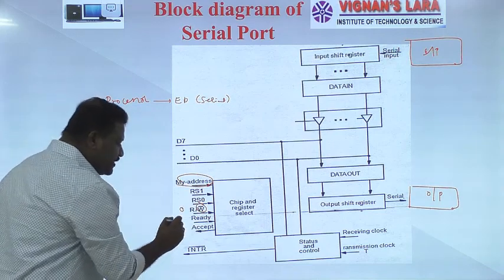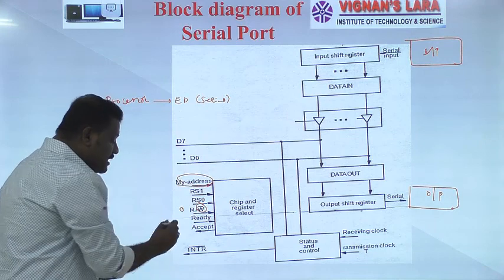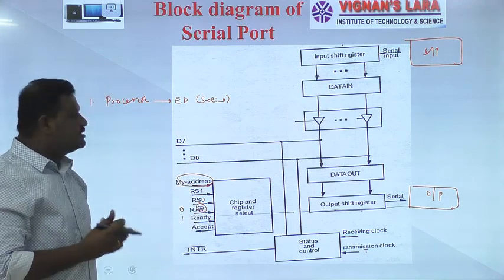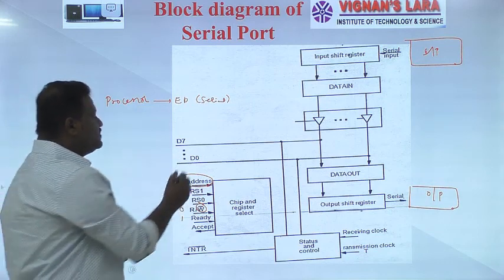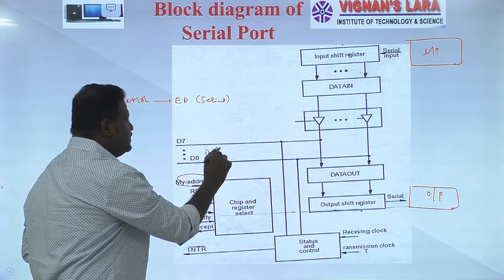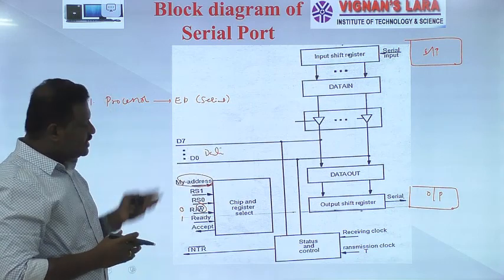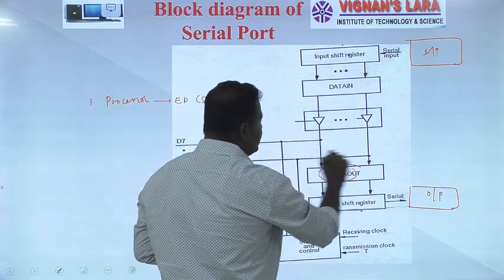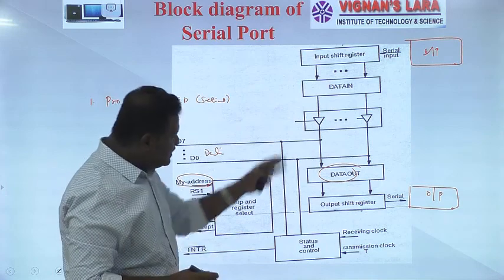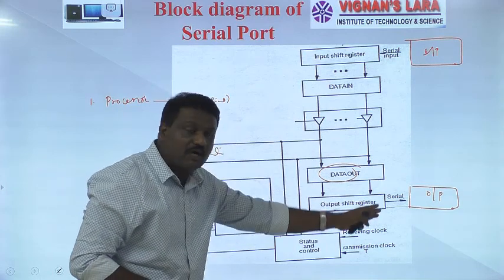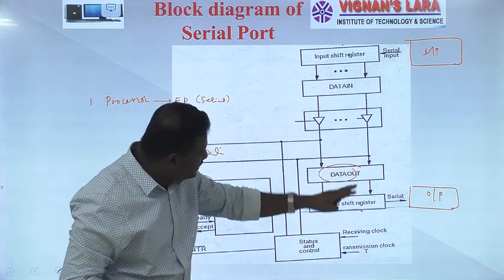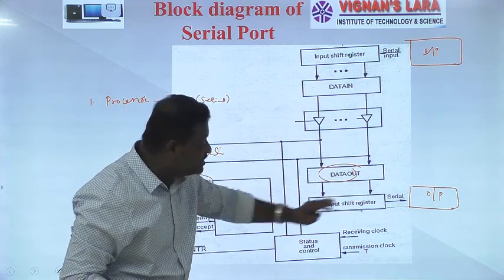And your processor is willing to transfer the data, so it will activate master ready. That master ready signal acts as a ready signal, and it is also set to 1. Then it places data over these lines. Now the data can be received by this data out register. It can be placed here, and the data is applied in parallel to the out shift register.